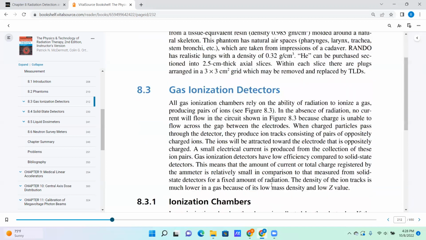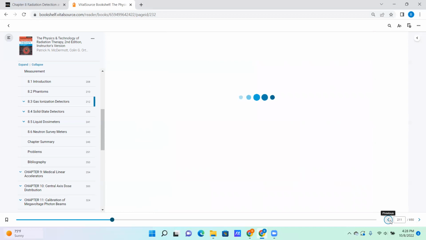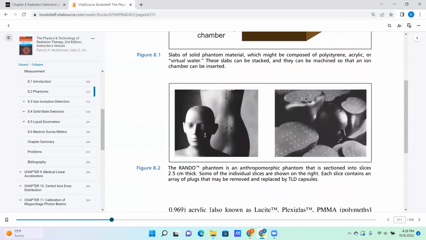Let's see if we can find a picture of old Rando here. They said 8.2. There we go. And it's sectioned into slices 2.5 cm thick, and you can put in TLDs in certain spots there, which is kind of cool.